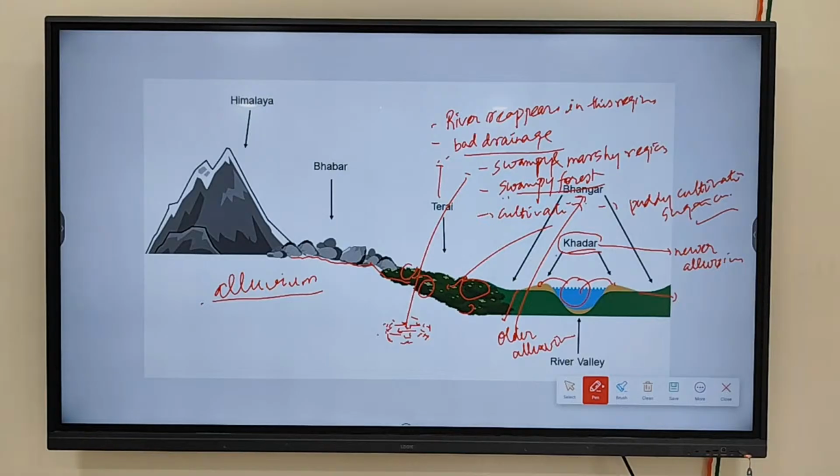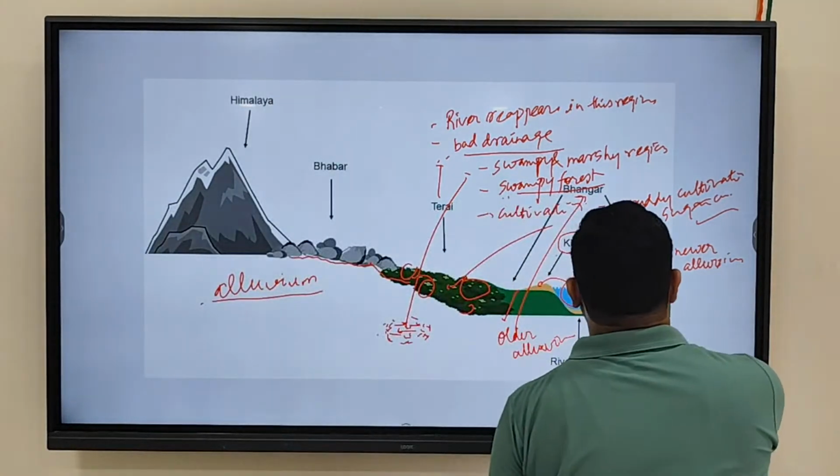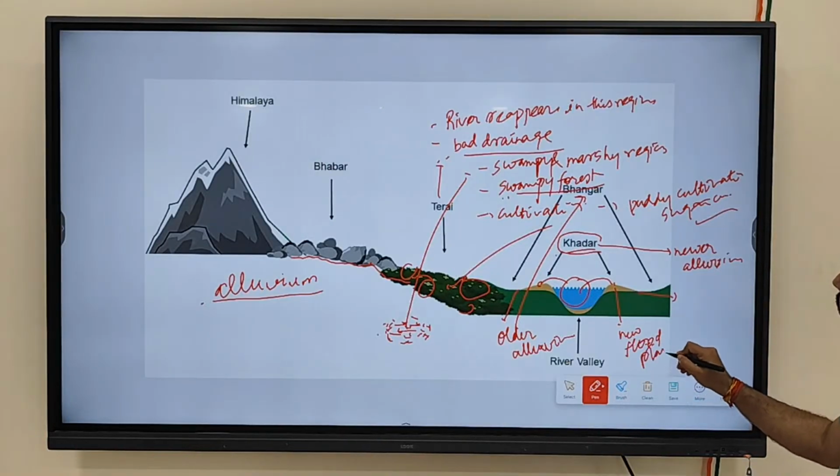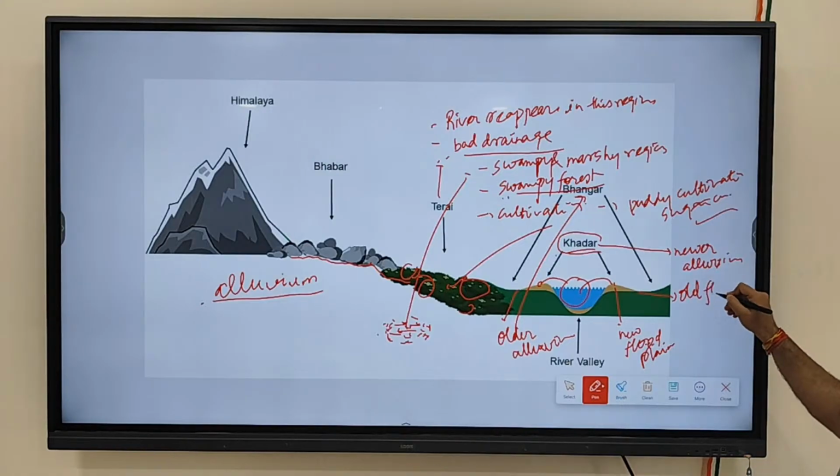So if the river deposits sediments closer to its bank, it is going to be called newer alluvium, and it is referred to as khadar. And if the river is depositing away from the bank, then it is called older alluvium, called bangar. Clear? That's why this khadar is also referred to as new floodplains. Bangar is referred to as old floodplains.